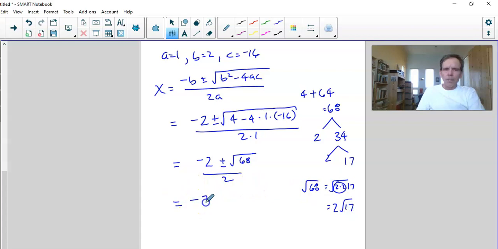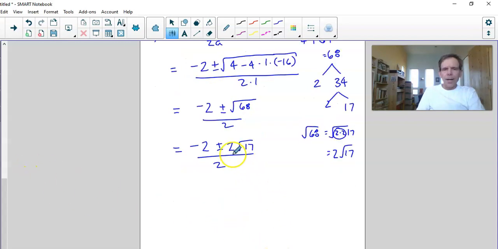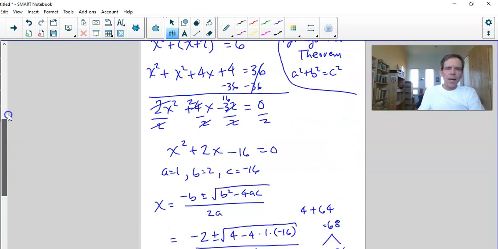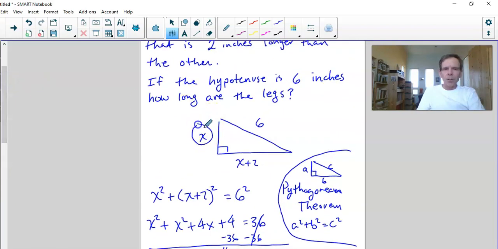Okay, we're almost there. Negative 2 plus or minus 2 square root of 17, divided by 2, and I see a common factor here. The easy way to see it is to break it up and say this is negative 2 over 2 plus or minus 2 square root of 17 over 2, and you can see the 2's cancel, where we have negative 1 plus or minus the square root of 17. Now that's what x is. That was one of the legs. So this guy is negative 1 plus the square root of 17.